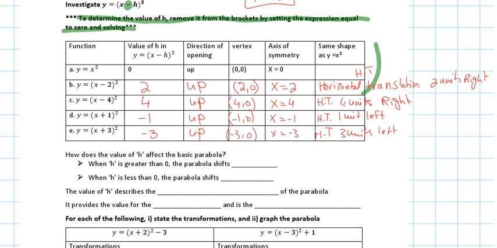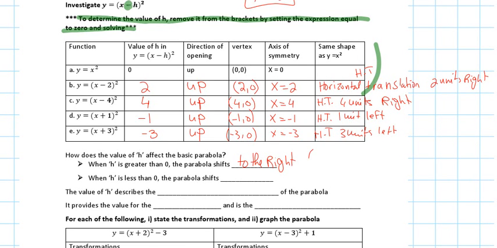Okay, so how does the value of h affect the basic parabola? When h is greater than 0, so when h is positive, so 2 and 4, where did it go? To the right. It will look like this in the function, right? When h is less than 0, the parabola shifts to the left, and it's going to look like this.